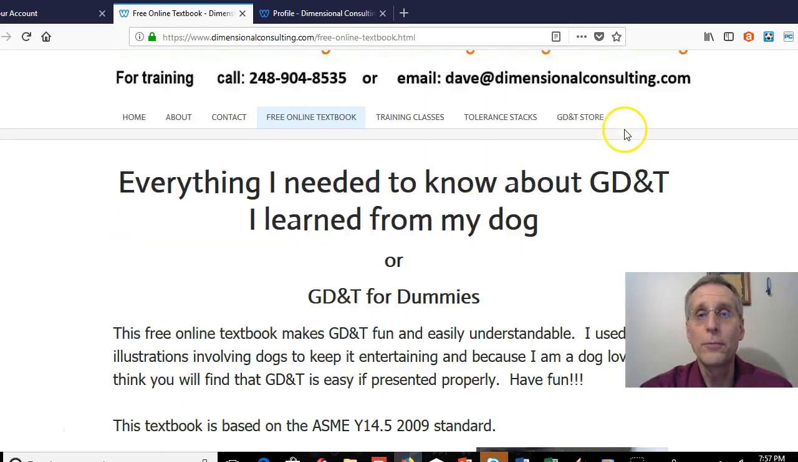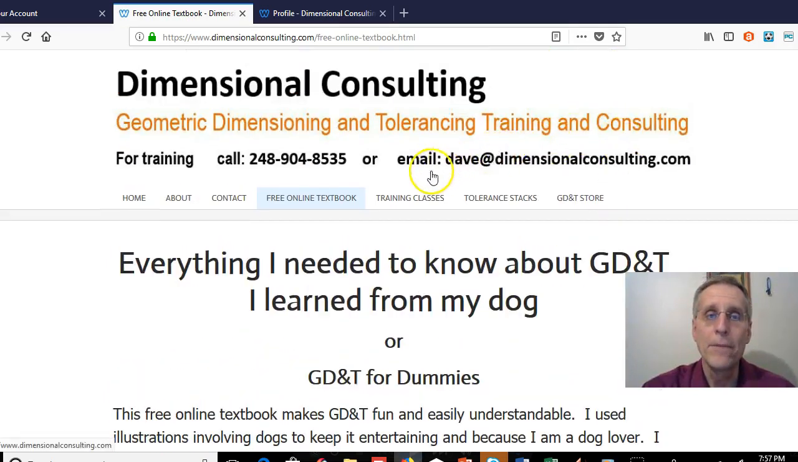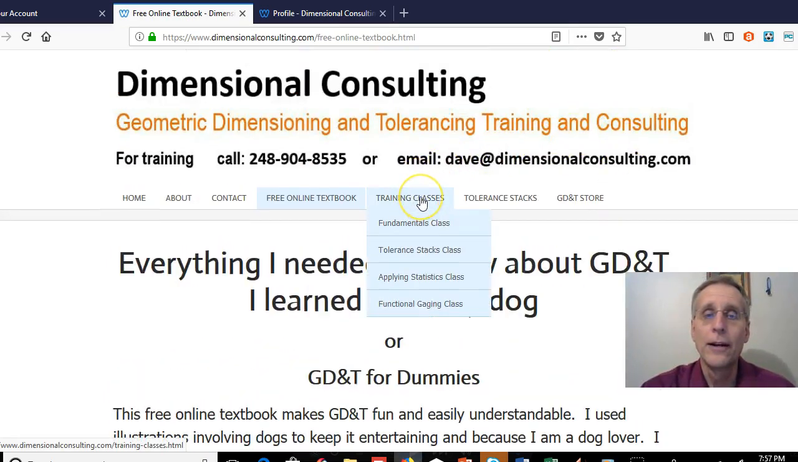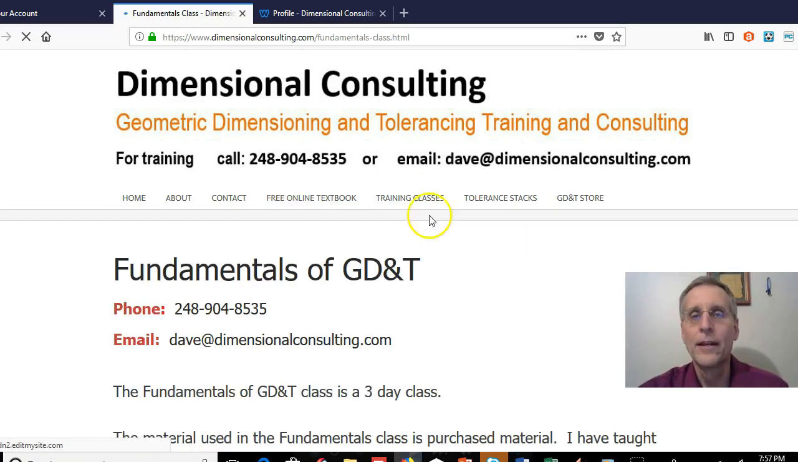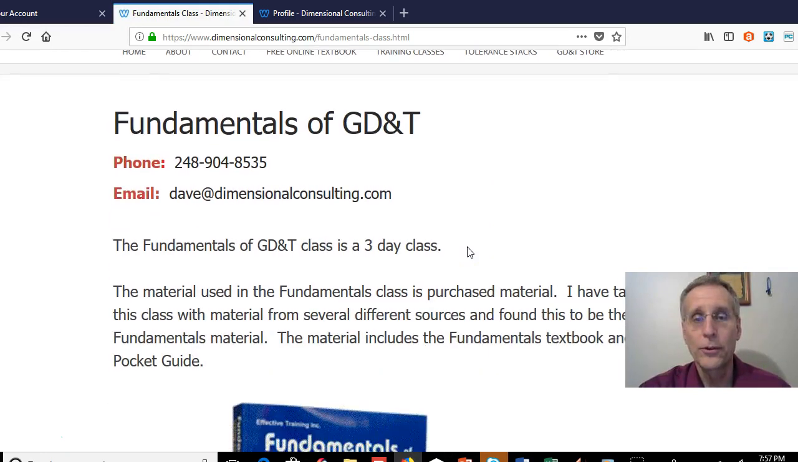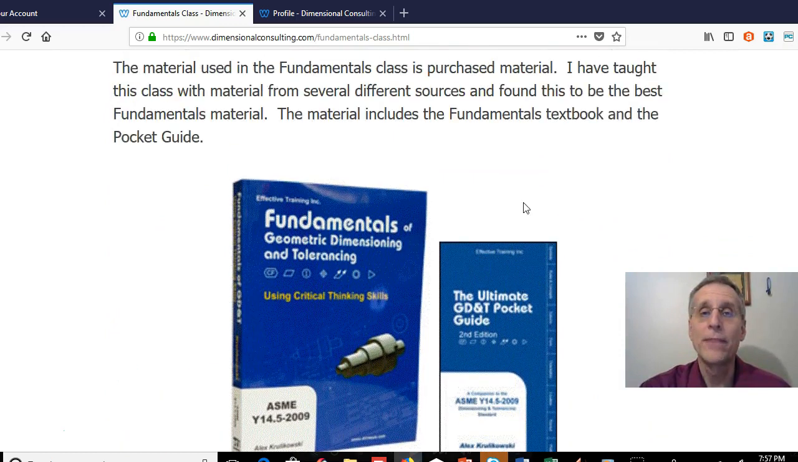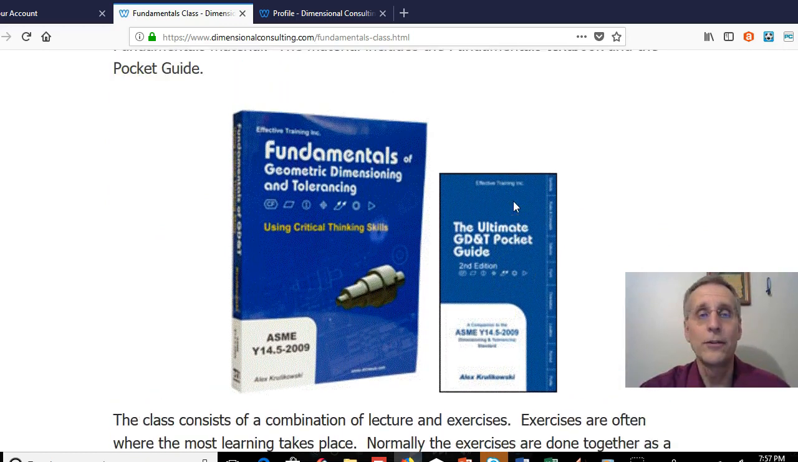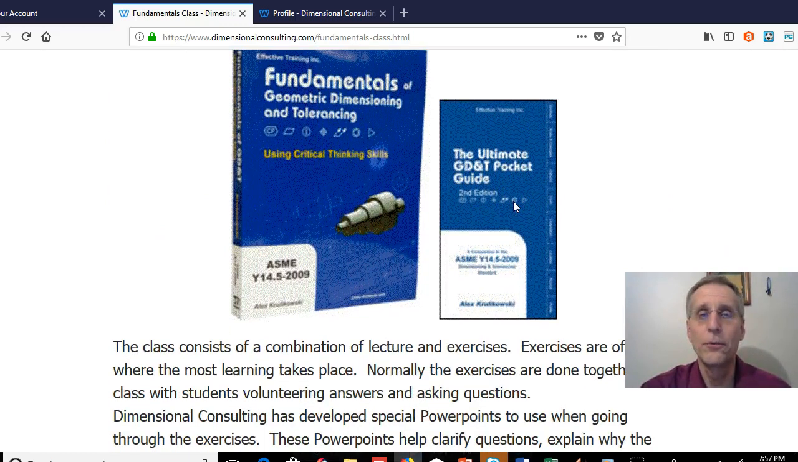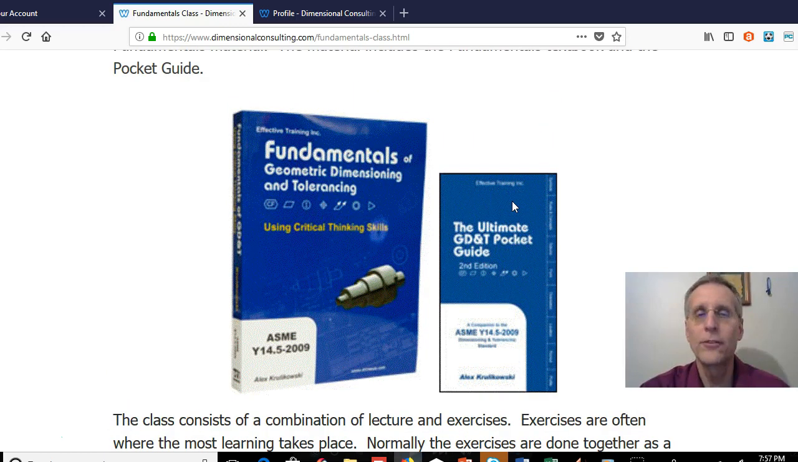Moving on through the website, go up to the top here, the training classes. I like to come to your place of business and train. Now, we have a fundamentals class. And remember I said that the online textbook is a work in process. So I don't use that when I teach the fundamentals class. I teach this book, which I've been teaching out of for many years. It's a very good book, very comprehensive, explains things clearly. It's organized, it's easy to understand.